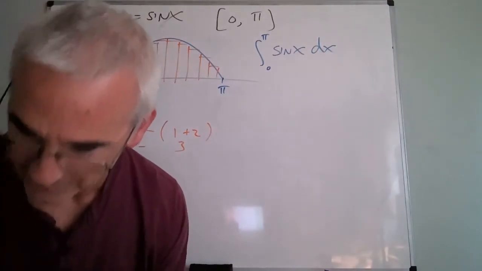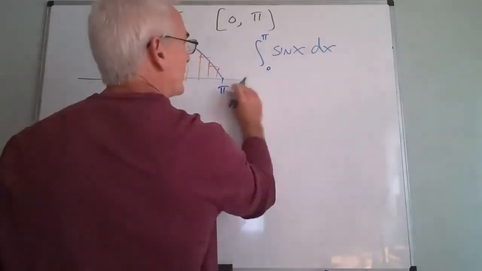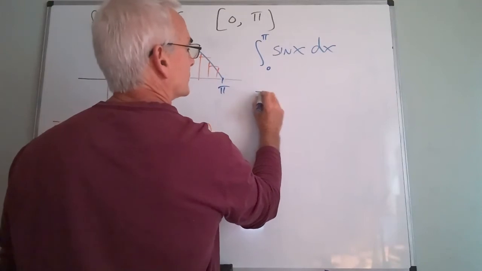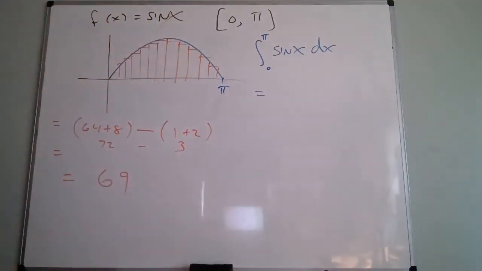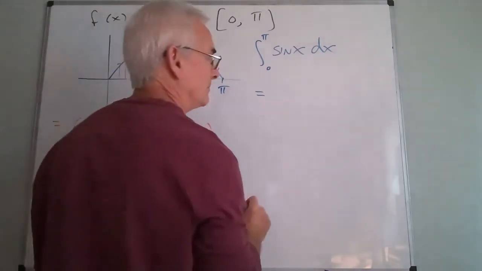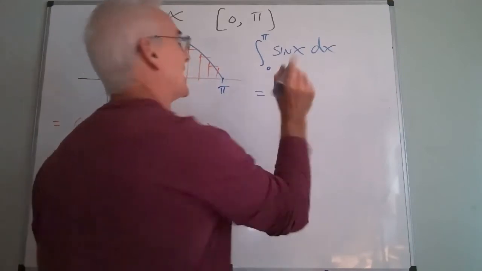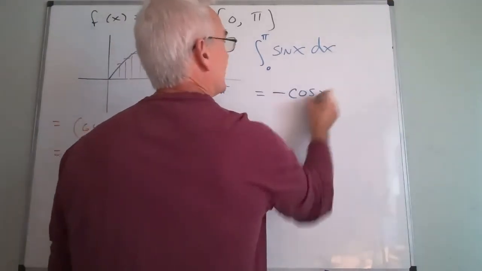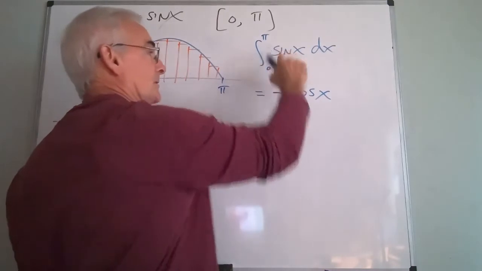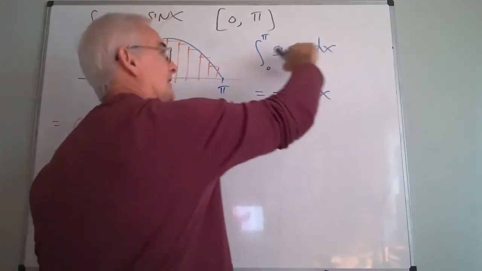So if I calculate this, first of all, what's the antiderivative of the sine function? Cosine? Oh, yeah, right. Negative cosine. Negative cosine, good. The derivative of sine is cosine, but the derivative of negative cosine gets me back to sine.